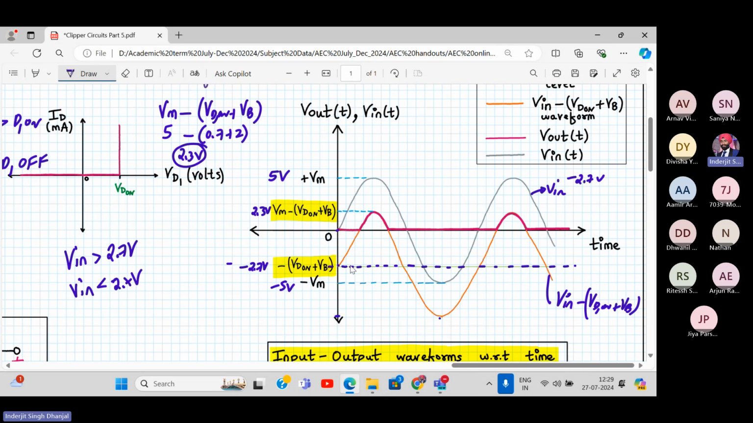So whenever input is less than minus 2.7, so that means over here, if it is less than that, then output will be 0 from here to here. So you have to calculate this level now. This level also will be 2.7. Okay. So this is the level which we can plot. I'm not plotting here, because it will create too much confusion. So if input is greater than that, my output will be tracking the input, but with a shift of VD on plus VB. So this orange color line, it will follow. And if input falls below this 2.7 volts line, then my output will be 0 entirely over here. It will only track whenever my input becomes greater than this. Are you understanding?